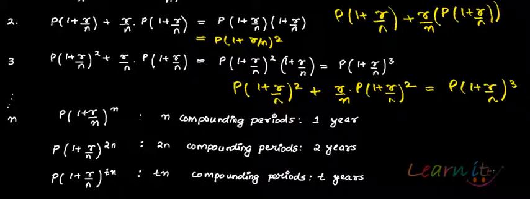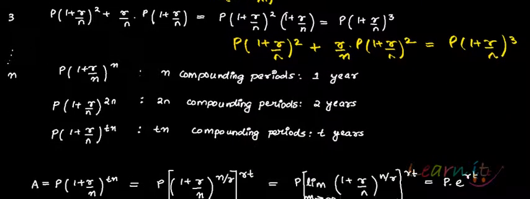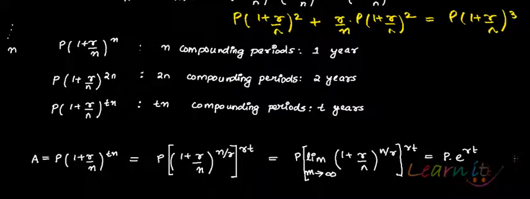After 2n compounding periods, that is, n compounding periods are in a particular year, 2n compounding periods will be for 2 years. So the amount which you will have is P into (1 + r/n) to the power 2n. And after tn compounding periods, that will be for t years, it will be P into (1 + r/n) to the power tn. So after t years with n compounding periods each year, the amount which you will have is P into (1 + r/n) to the power tn.